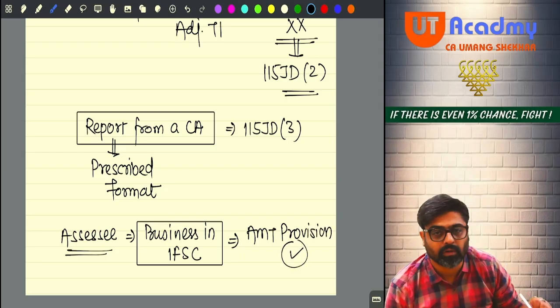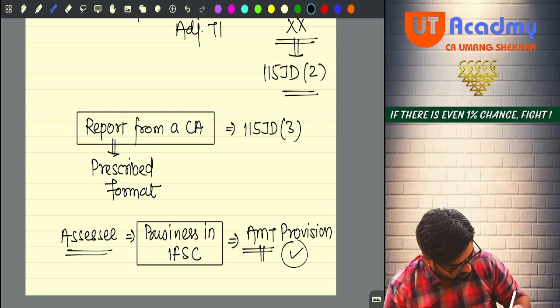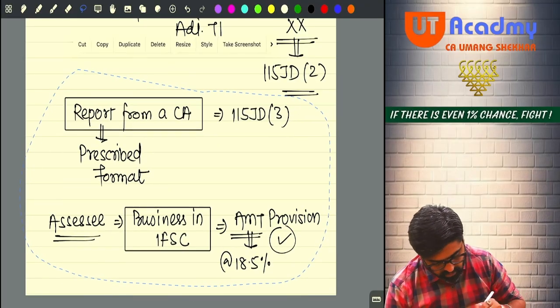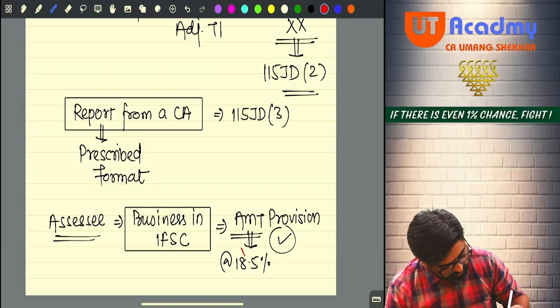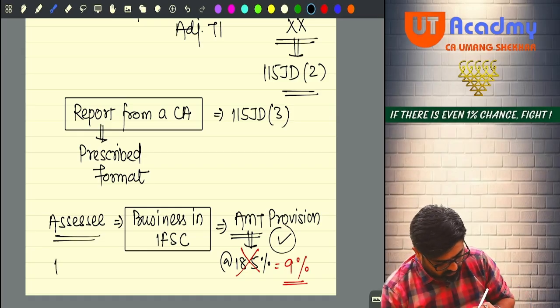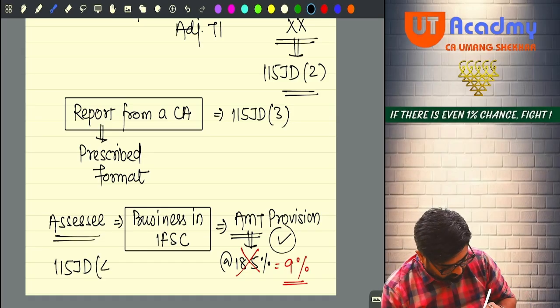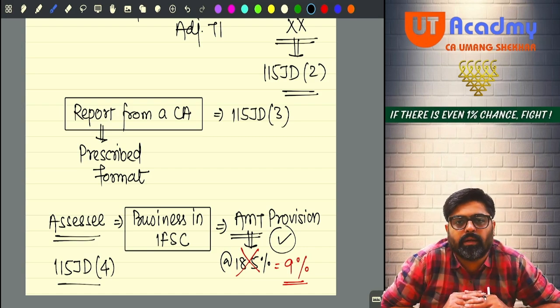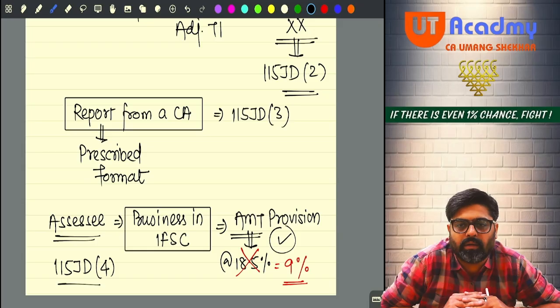AMT provisions for these assessees are also applicable, but the AMT rate, which is 18.5% for all assessees, will not be applicable for these assessees. The AMT rate for them will be only 9%. So this is given under section 115JD subsection 4. So 115JD subsection 4 says that the AMT rate will be only 9% for those assessees who are doing their business in IFSC. For them also the AMT provisions are applicable.